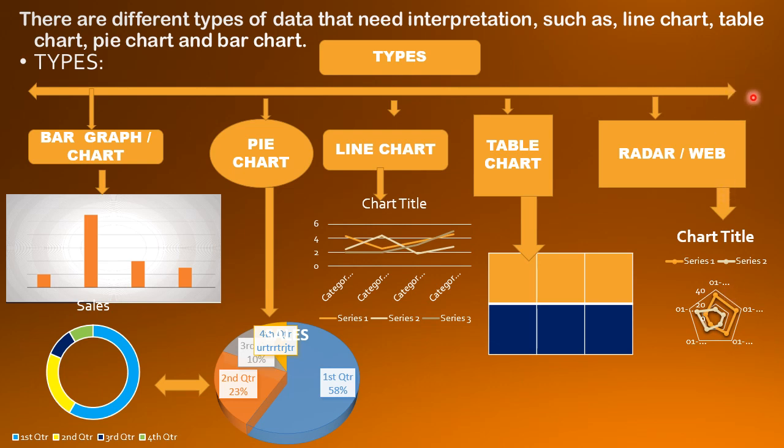For that you need a paragraph. The case form has a paragraph which deals with a case, and we have to do the case study and the interpretation by using the case study. So you will call it the case form. These are the types: bar graph or chart, pie chart, line chart, table chart, radar or web form, or case form.